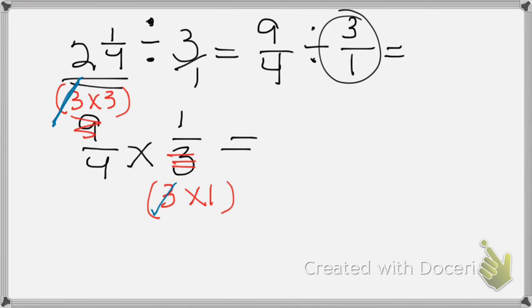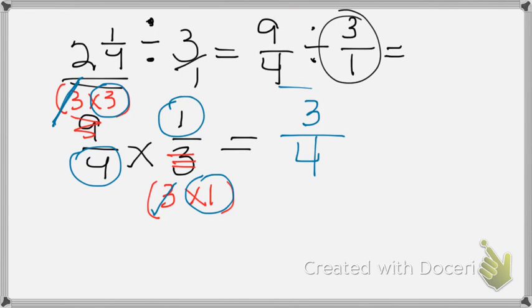So what does that leave me with? 3 times 1, which is 3, and 4 times 1, which is 4. And I am done because that is less than the denominator. Okay, so that's the end of part 2 of multiplying and dividing.